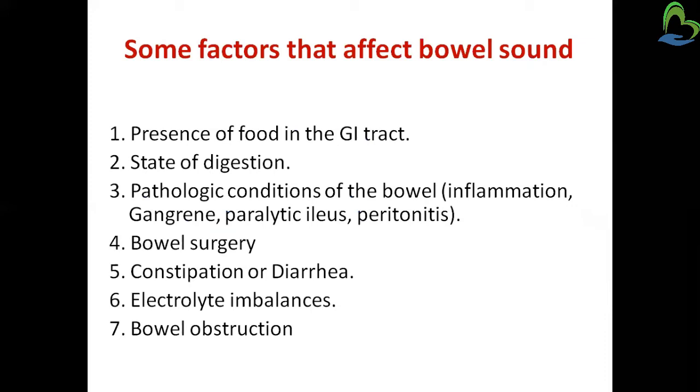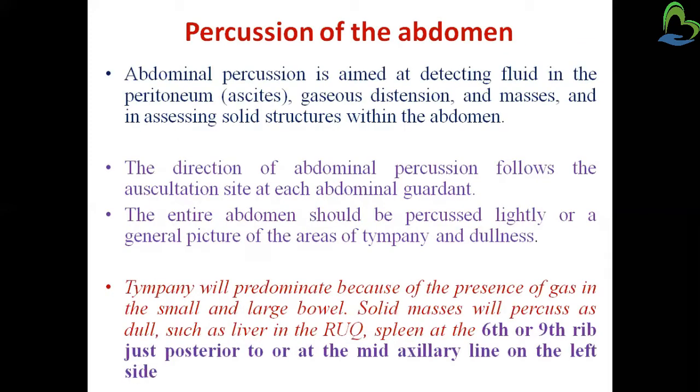And the last one is bowel obstruction. The next method is percussion of the abdomen. So abdominal percussion is aimed at detecting fluid in the peritoneum like ascites, gaseous distension and masses, and in assessing solid structures within the abdomen.